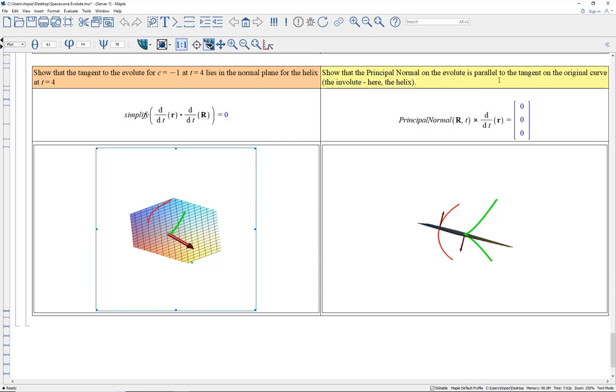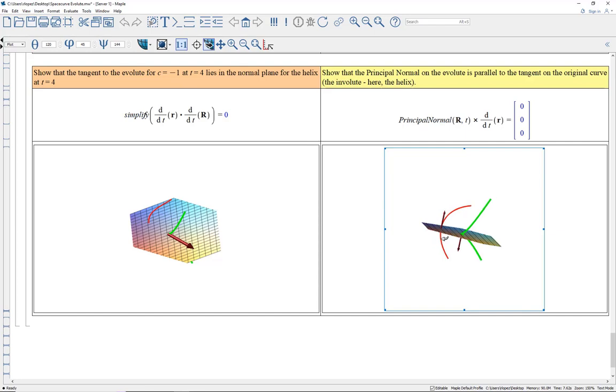Now, if that's supposed to be parallel to a tangent on the helix, you take the derivative with respect to t of r there, and you get a tangent. For parallelism, you take the cross product. If that cross product is a zero vector, you have shown parallelism. What does it look like? Let's draw a picture. This is the tangent on the helix. That's the principal normal. This principal normal is pointing inwards towards the center of curvature for this curve. I believe these two vectors appear to be parallel. The computation proves that they're parallel. The picture shows that they look parallel.